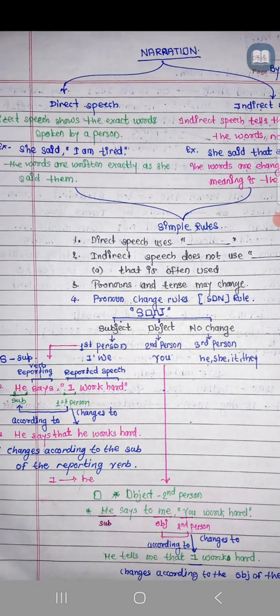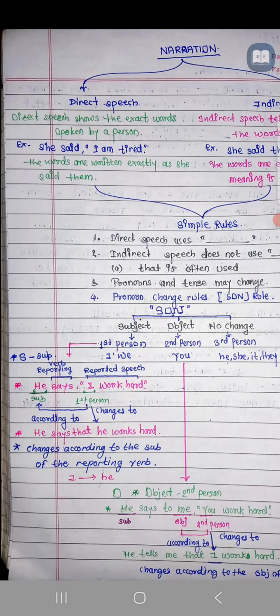For example, first example, he said, "I work hard." Here the subject is he, and I is first person. So how is it converted into indirect speech? He says that he works hard. It changes according to the subject of the reporting verb.